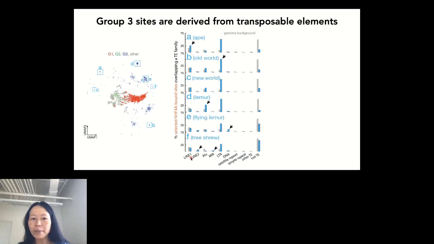LINE 1 is among the youngest TEs in our genome. LINE 2 is older. You see, LINE 2 shows up later, peaks later. And Alu is also more recent, and MIR is very old. And LTR is also more recent, and DNA is older. So you can see these different clusters of group 3 elements that are primate specific. A lot of them are derived from multiple waves of transposable elements.